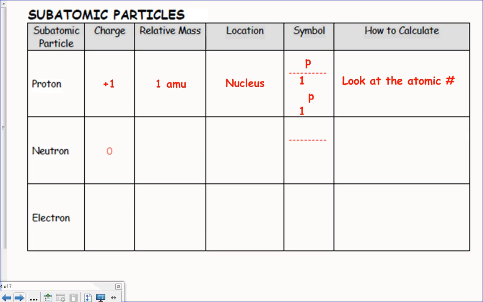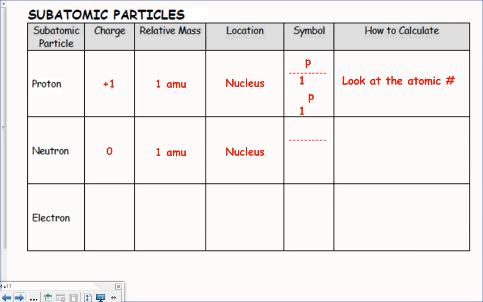A neutron. This was the last subatomic particle that was discovered, and it has no charge. It didn't bend in a cathode ray tube experiment. It didn't bounce off the nucleus. It was not charged at all. It was hard to find, but we defined it as having 1 AMU. That was discovered, honestly, in the 1930s. They're found in the nucleus as well.